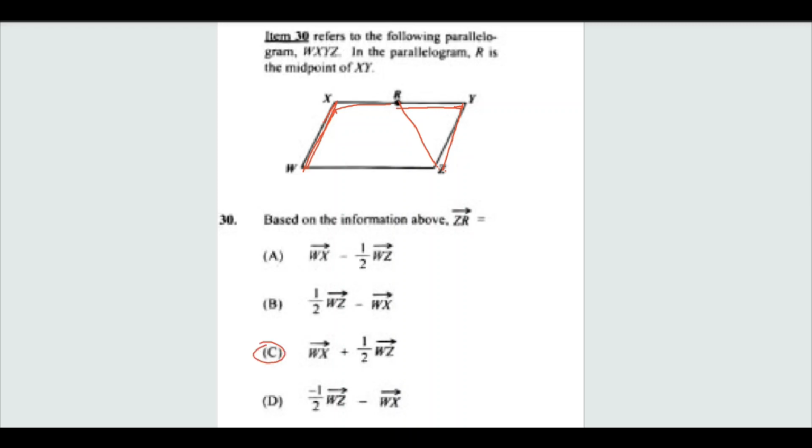C. WX. Alright, let me erase everything. C says WX, which is here. We said this is the same thing as this, right? WX plus half WZ, which is the bottom here. So the bottom here is the same as the top here, right? So it's WX plus half of this, which is the same thing here, which will give you the same thing as this, right? So the answer there is C.